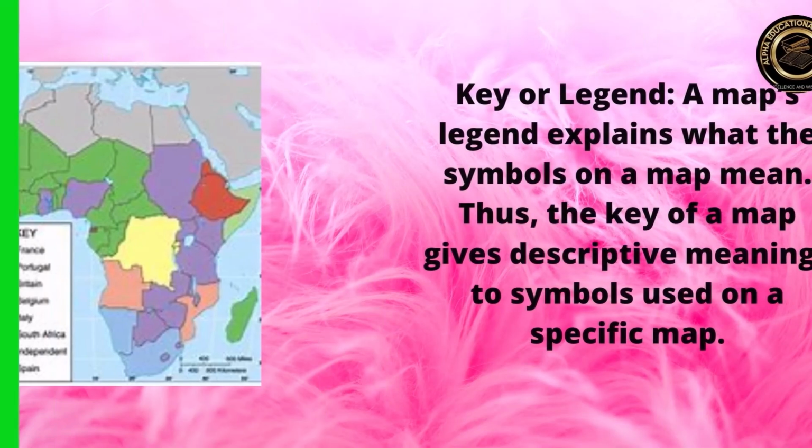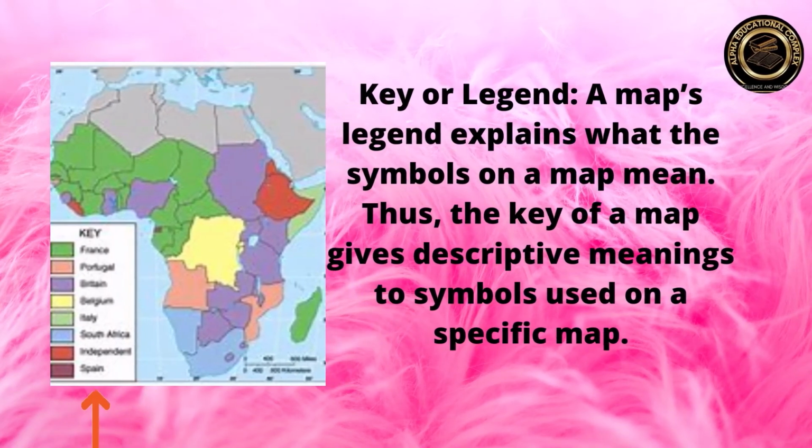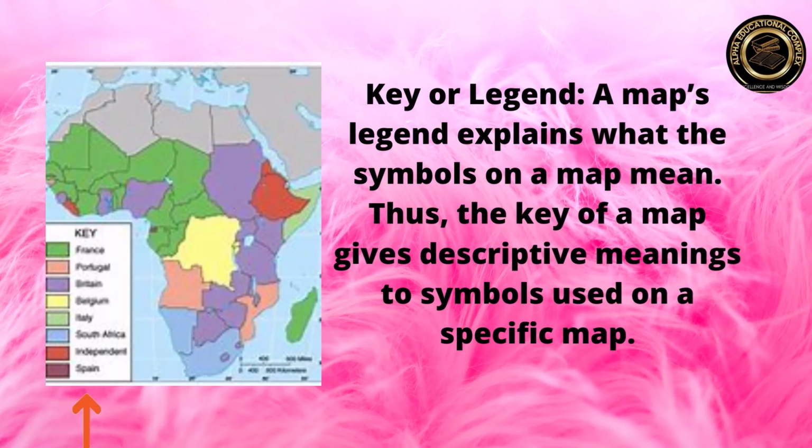The next feature I will be talking about is the key or legend. A map's legend explains what the symbols on a map mean. Thus, the key of a map gives descriptive meaning to symbols used on a specific map. Since cartography deals with symbols, and these symbols can be dot, line, or area, they have to give explanation to those symbols they will use. So at the end of designing their map, they have to provide a key or legend for that map so that any person who takes the map can understand the symbols being used on it.